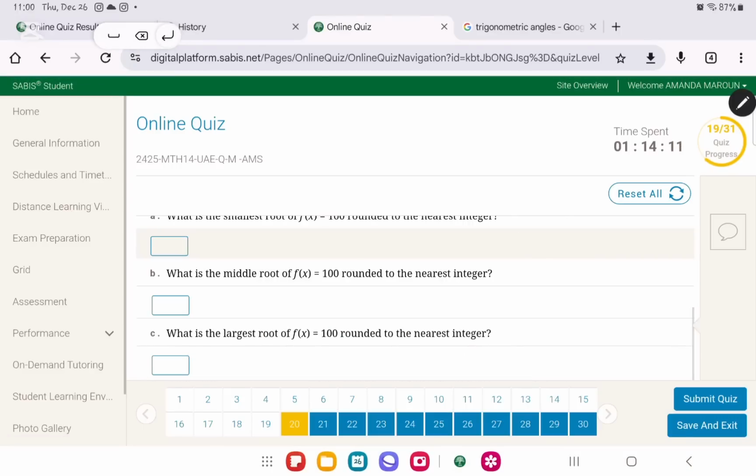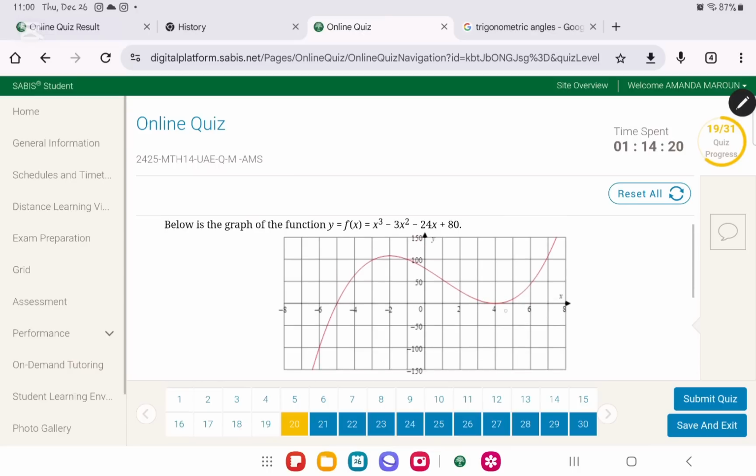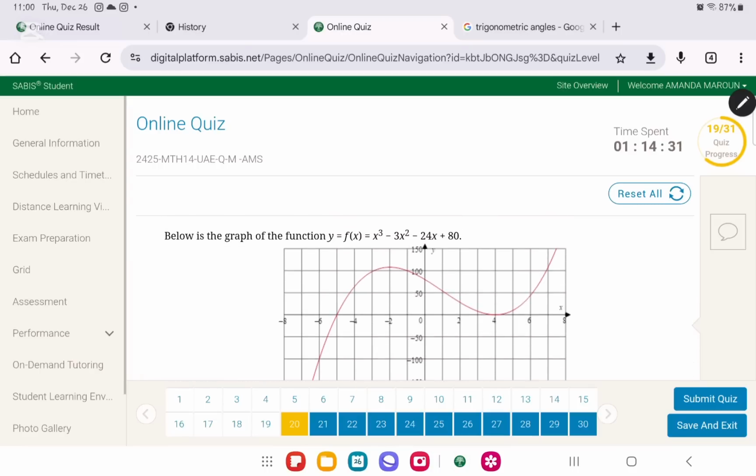Here, look what they said. They didn't say f(x) is equal to 0. Instead, they said f(x) is equal to 100. That means y is equal to 100. So we are going to go here and we are going to draw a line at the 100, okay? They told us there are 3 roots: the smallest root, the middle root, and the largest root.